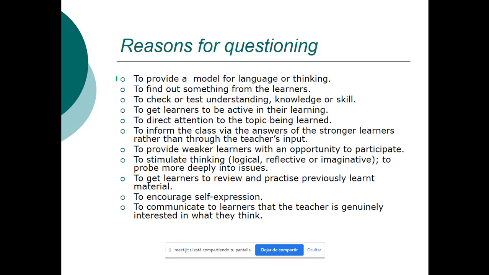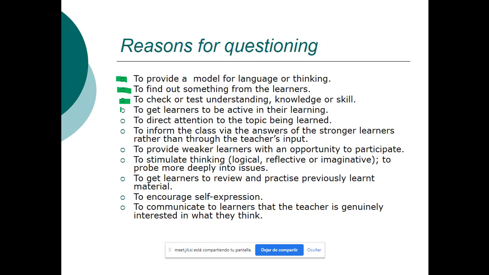So the first one I told you is to provide a model for language or thinking. So you're going to give the directions, the clues. Number two, to find out something from the learners, to find out what the learners are thinking, what they know, what they want to share, to check or test understanding, knowledge, or skill, right? So, for example, have you understood the parameters of future perfect continuous in passive voice? So, boom, use it.